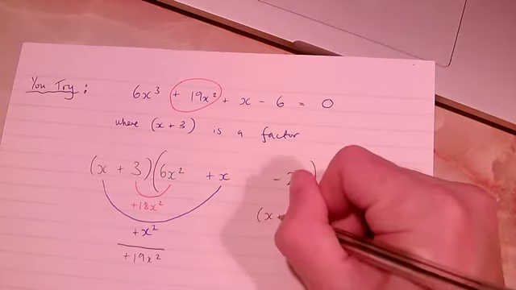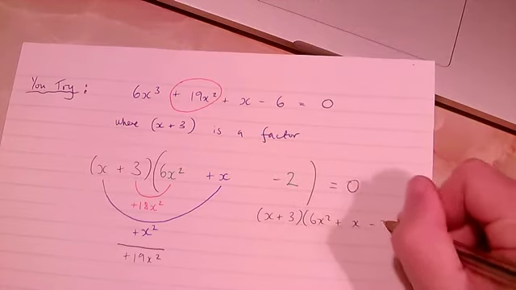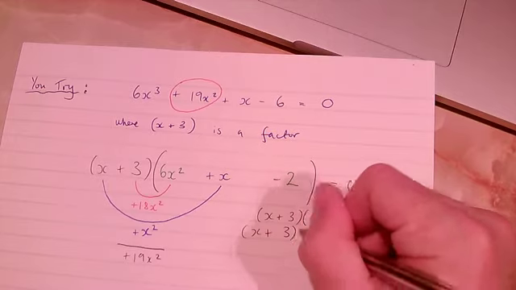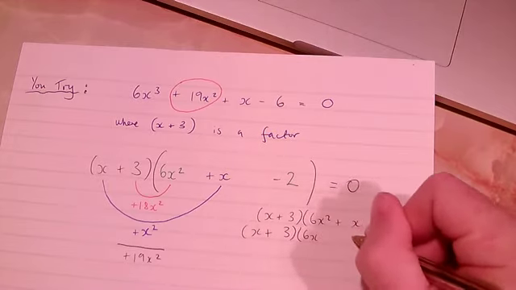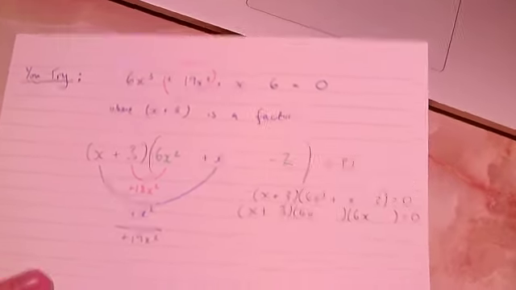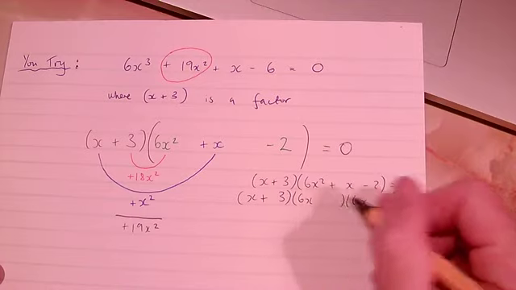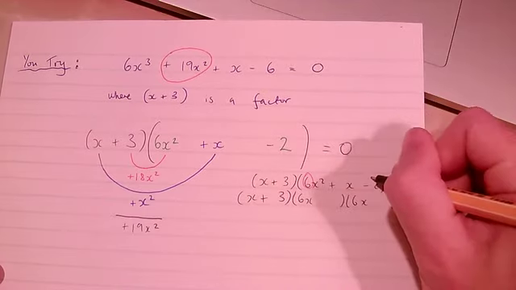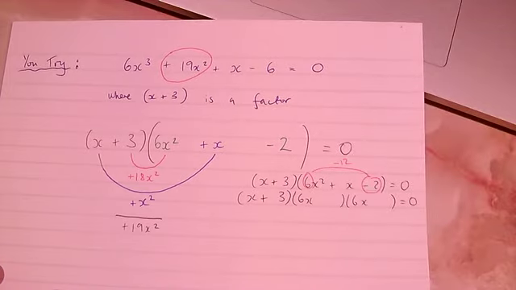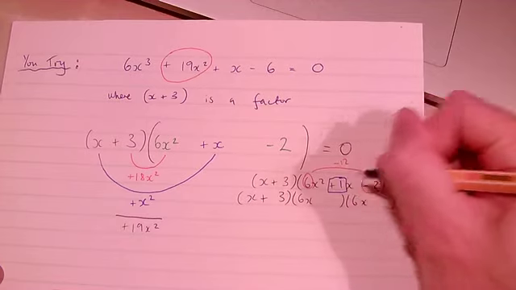So what I need to do now is write down my solution. So I'm going to get x plus 3, and then I have 6x squared plus x minus 2 equals 0. So then I'm going to have x plus 3, I'll have 6x and 6x again equal to 0. And from here, I now need to work out what numbers go in this bit and this bit. So 6 times minus 2, careful with that one, is minus 12. And they add together to make plus 1x.